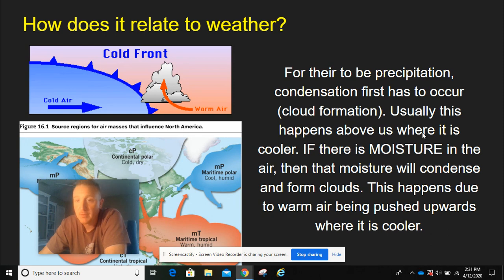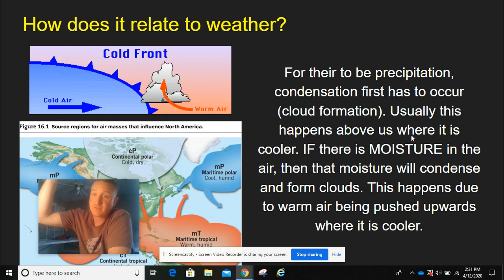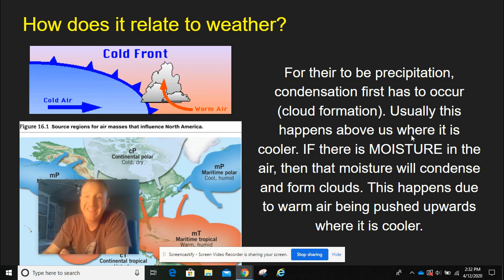Usually this happens above us, in the top of the troposphere, which is the lower layer of the atmosphere. This happens above us where it's cooler. It's kind of like where it was right next to the cup. If you go up into the top of the troposphere, temperatures decrease. So the higher you go up, the lower the temperatures go. That's why clouds form at the top of the troposphere.